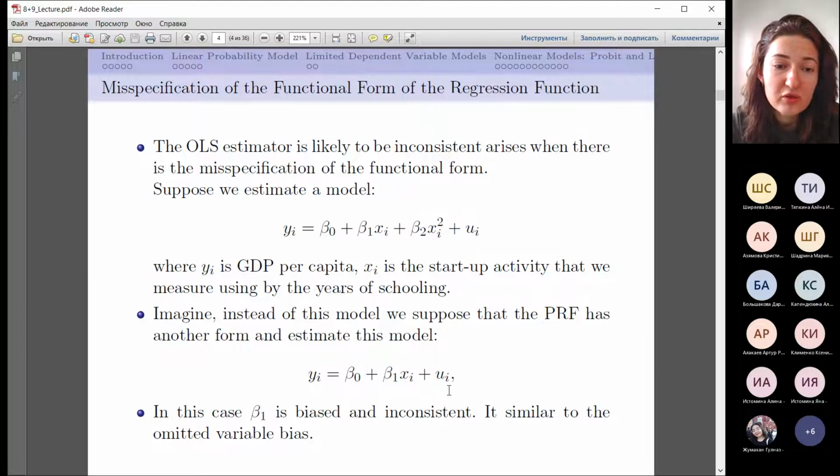Again, your result will be the same, and your coefficients will be biased and inconsistent. So the result will be the same as in the case of omitted variable bias. And again, the answer how to avoid such kind of problem: please think twice about the model that you use.